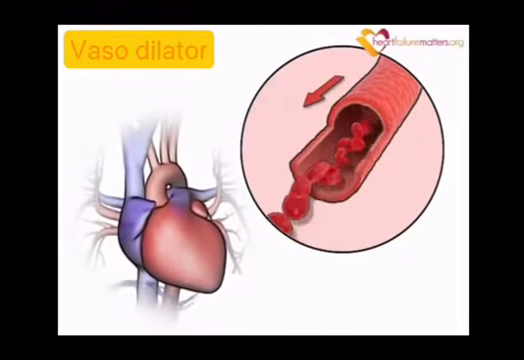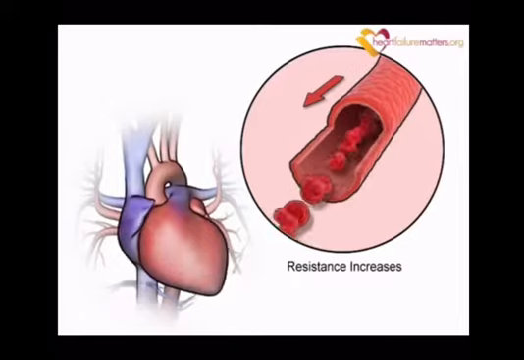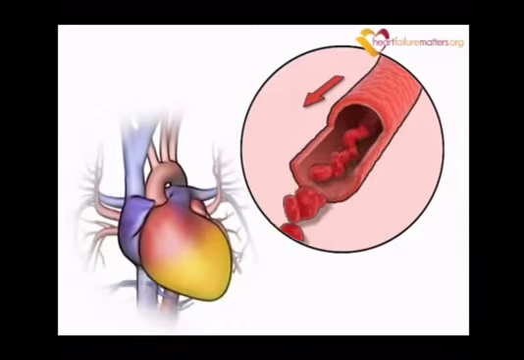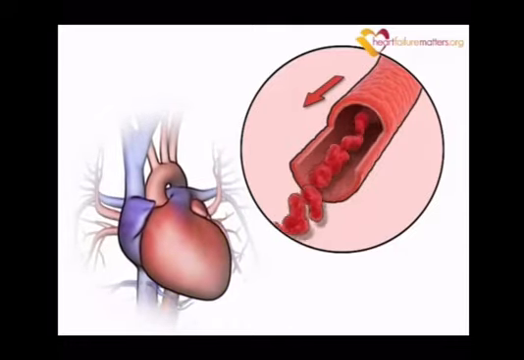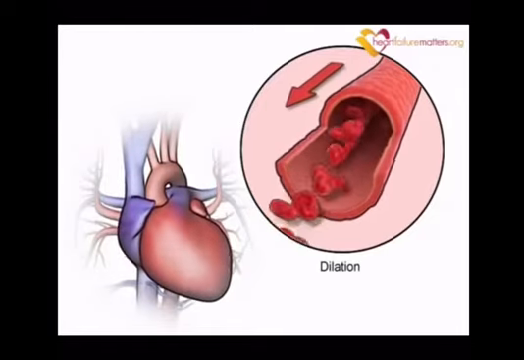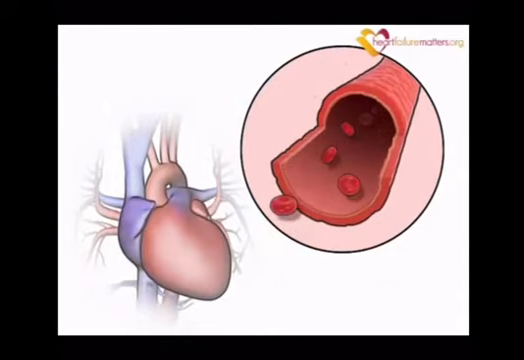Vasodilators like amlodipine dilate blood vessels, cause relaxation of smooth muscle, and reduce peripheral vascular resistance. They work by 4 mechanisms. The first one is the release of nitric oxide. The second one is the opening of calcium channels. The third one is the blockage of potassium channels. The last one is the activation of dopamine receptors.